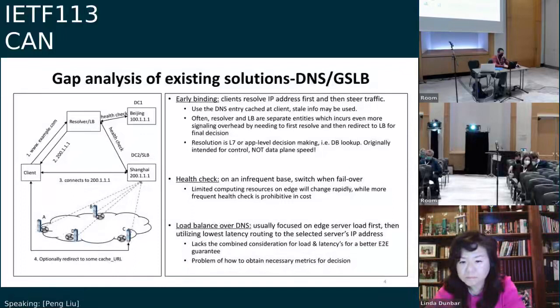So the resolution is a layer 7 or application layer level decision making, for example, the database lookup. It is originally intended for the control plane, but not the data plane speed. In other words, it may be a little slower to use it. And the health check is on an infrequent basis, switching when failover. But the limited computing resources on edge will change rapidly, while a more frequent health check is prohibitive in cost. And the load balance over DNS usually focuses on edge server load first, then utilizes lower latency routing to the selected server's IP address. It lacks a combined consideration of load and latencies for better end-to-end guarantee. And we'll also have the problem of how to obtain necessary metrics for decision.